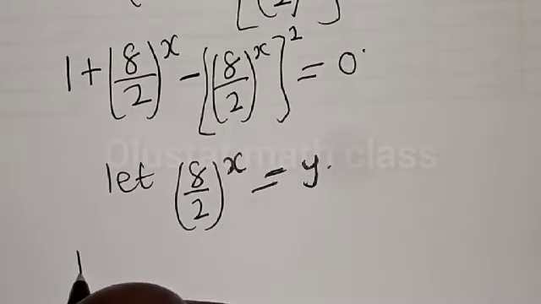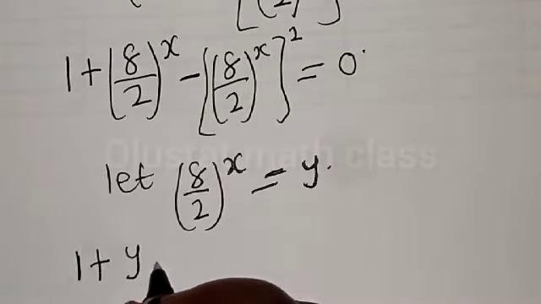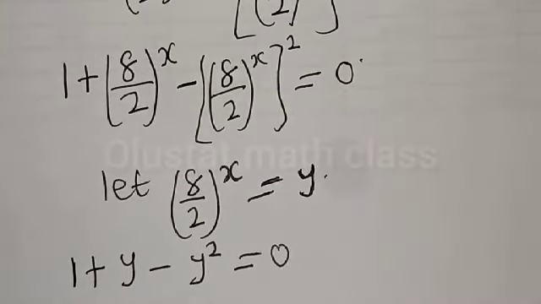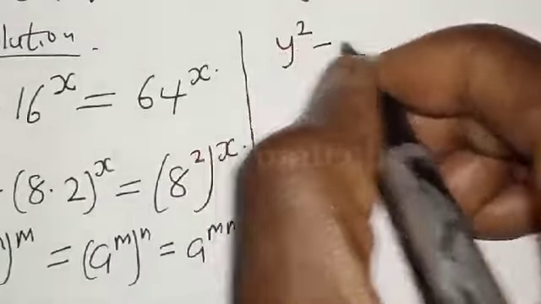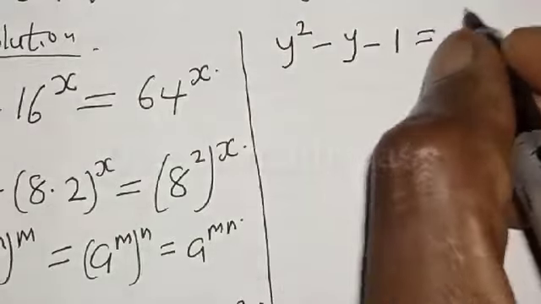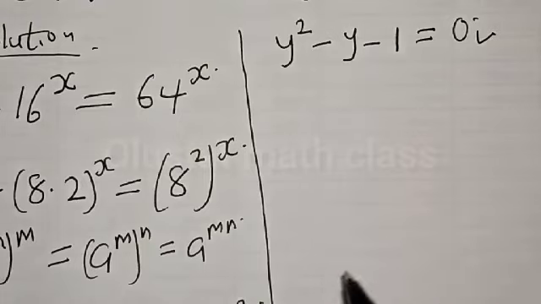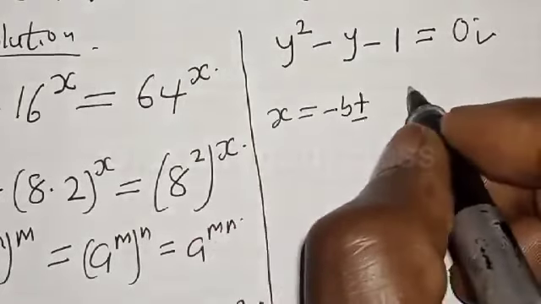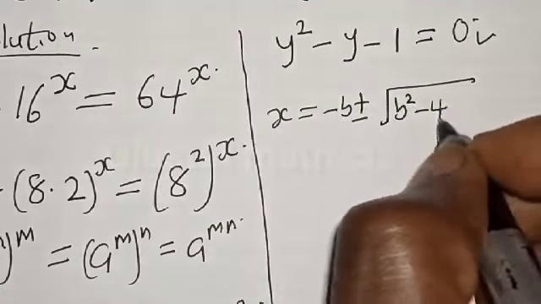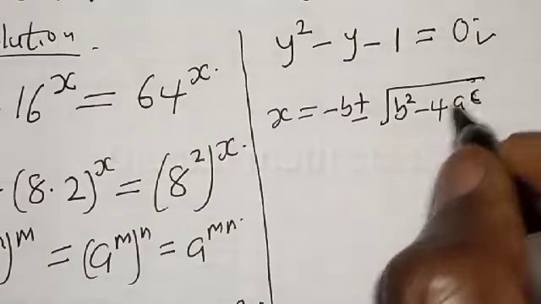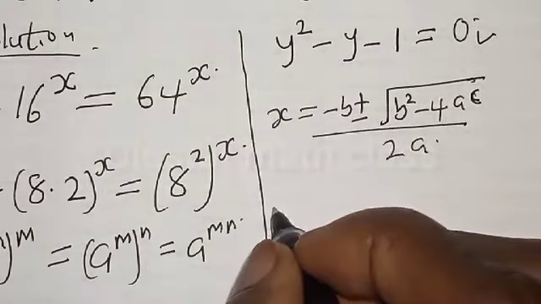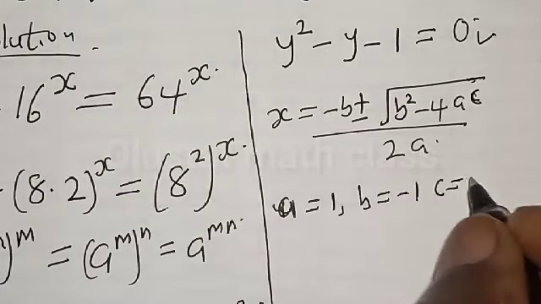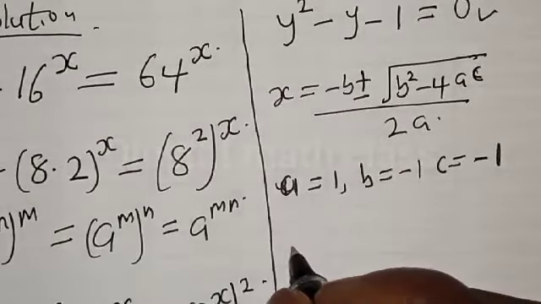Then we have 1 plus y minus y squared is equal to 0. Then the equation can be rewritten as y squared minus y minus 1 is equal to 0. Now this is a quadratic equation. Let's solve this using the quadratic general formula. We have y is equal to minus b plus or minus square root of b squared minus 4ac, divided by 2a. Therefore, we have a is equal to 1, b is equal to minus 1, and c is equal to minus 1.